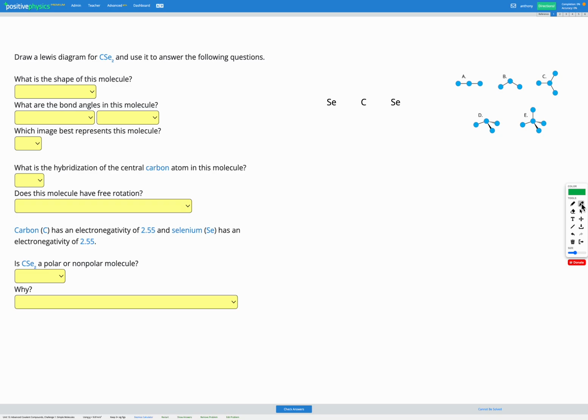In this question, we're taking everything we've learned about covalent compounds and putting it all together. Our first step is to draw a Lewis diagram for the compound in this question. Here it's CSe2. So my first step now is to go to the periodic table and figure out how many valence electrons I have on carbon and selenium.